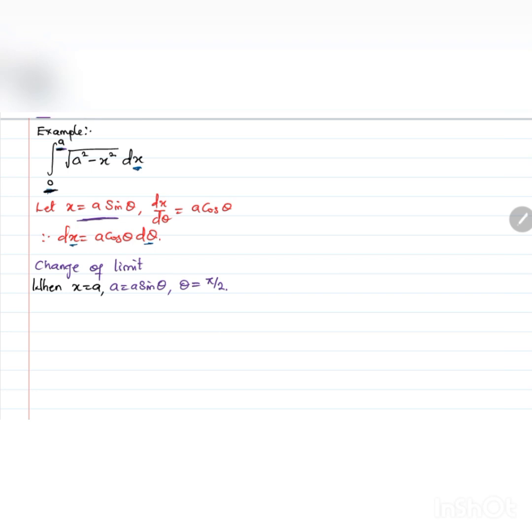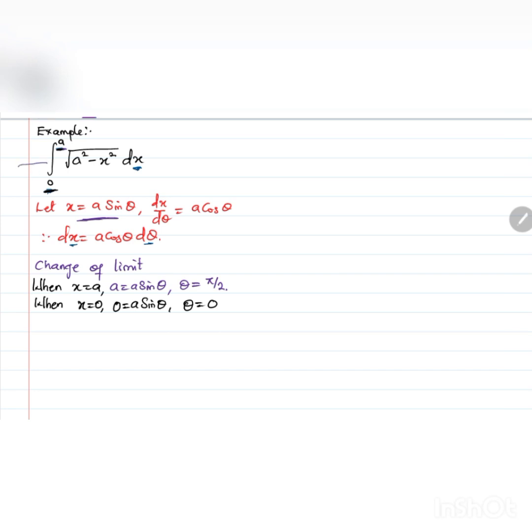And then for the lower boundary, when x is equal to 0, we have 0 equal to a sine theta, which means theta will be what? It is 0 when you make theta the subject of the formula. Okay, so that's our lower boundary and upper boundary with respect to theta. Now let's write our question back.